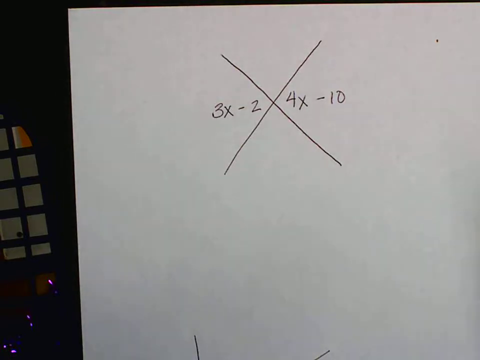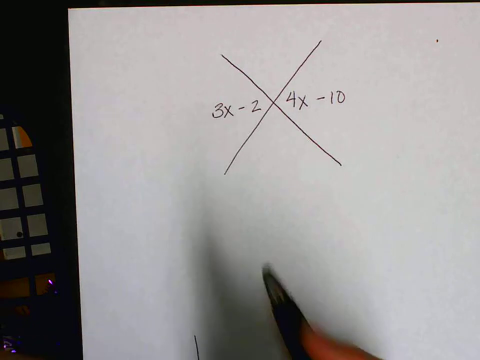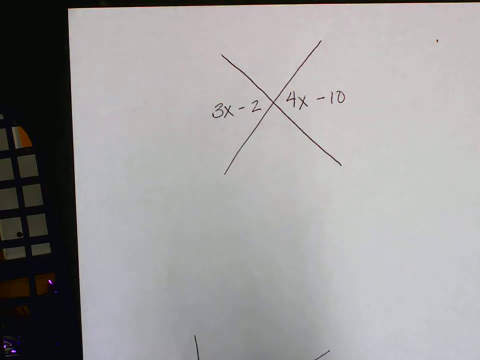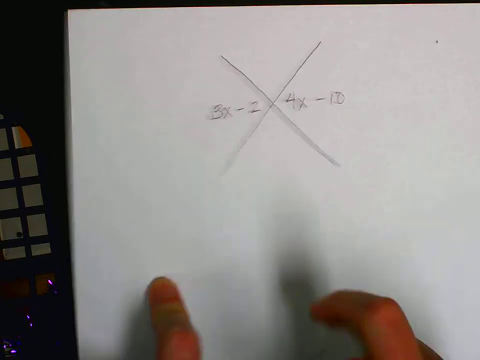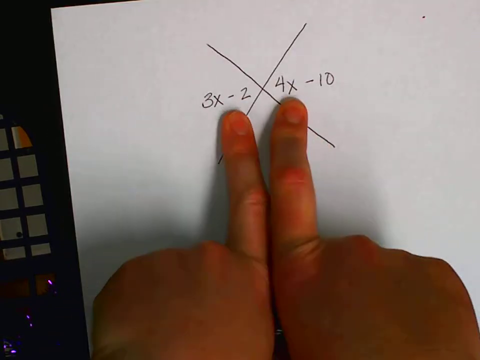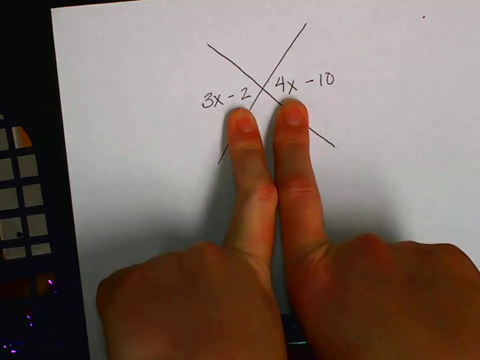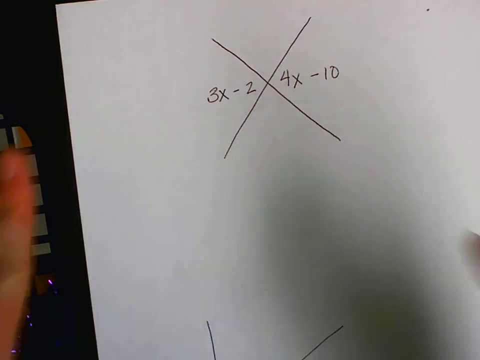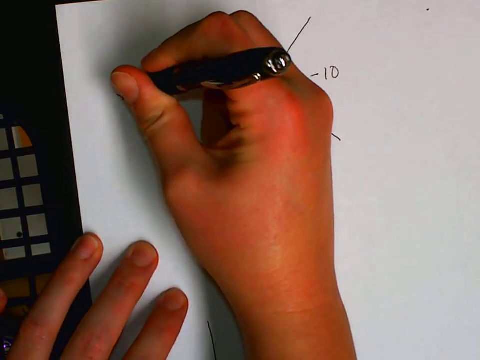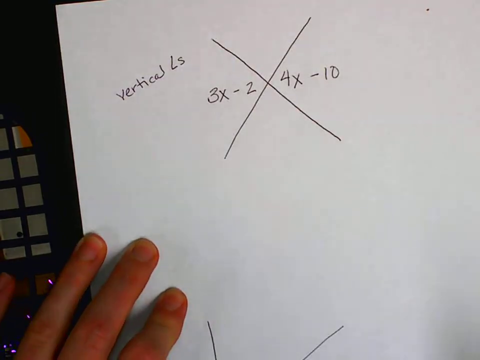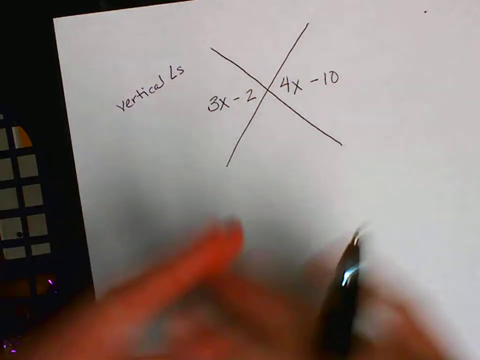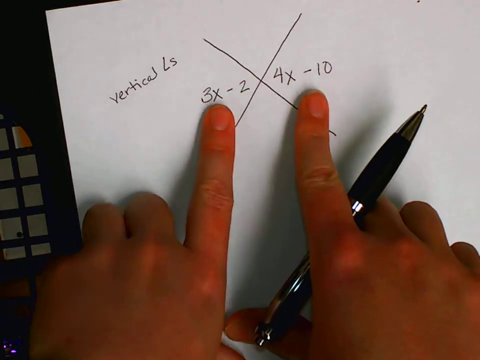Okay, so in this problem, we're going to look again and see what type of angles that we have. I have two straight lines intersecting each other, and the angles that I'm looking at are across from each other on these two straight lines. So these are going to be vertical angles, and vertical angles are the same. So I'm going to just set these equal to each other.